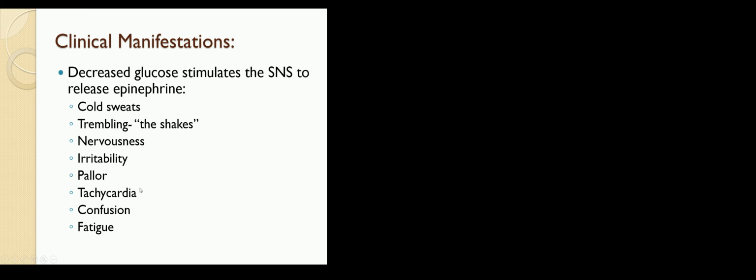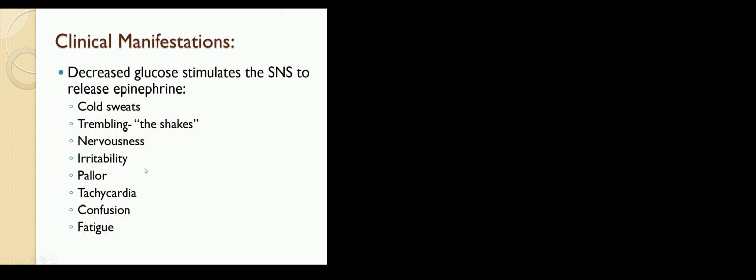Clinical manifestations: decreased glucose stimulates the central nervous system, the sympathetic nervous system, to release epi. Now, one of the things we know about epi is it is a counter-regulatory hormone. Remember, epinephrine, norepinephrine. But once you release that epi to help with the decreased glucose, it also stimulates the signs and symptoms, which are trembling, the shakes, nervousness, irritability, pallor, tachycardia, confusion, cold sweats, fatigue.